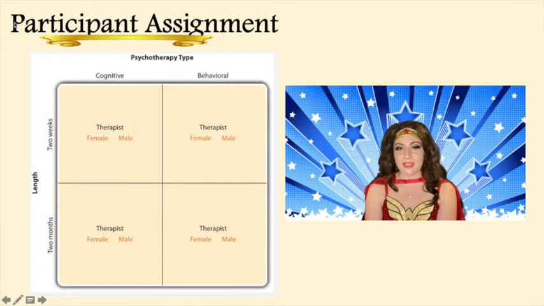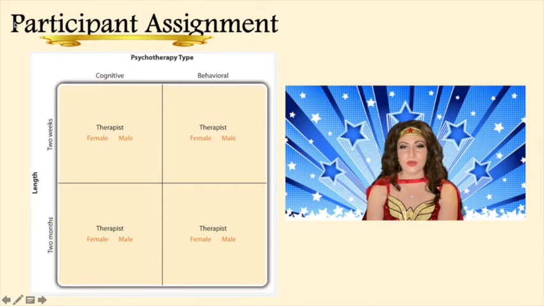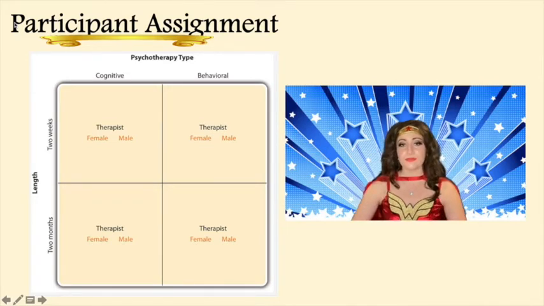And here's another example. On the left-hand side, we see duration, right? The amount of time, the length of therapy. So on the top, we have 2 weeks, and below that, we have 2 months. Across the top, we have the different type of psychotherapy. The first one being cognitive, and the second one being behavioral. So we have so far 2 independent variables. We have the duration of therapy, and we have the therapy type.